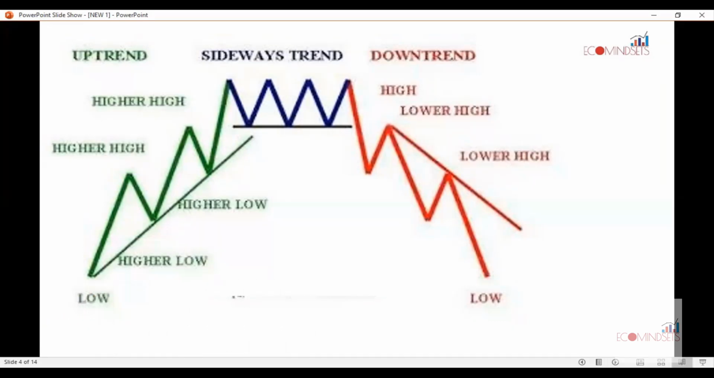So first you look at the presentation, then after that you go to the live chart to see how these things play out in the live market. You will see how you will be able to locate the uptrend, the range or the sideways trend, and also the downtrend on the live chart. If you have any question, you can just drop it in the chat box, and I'll be glad to respond.